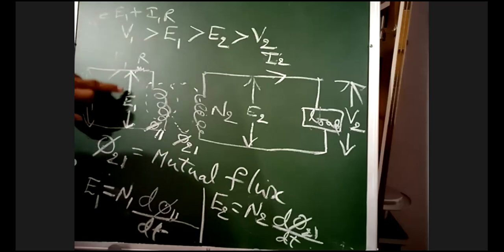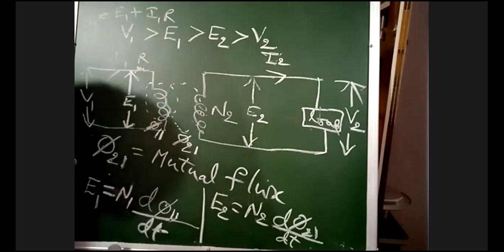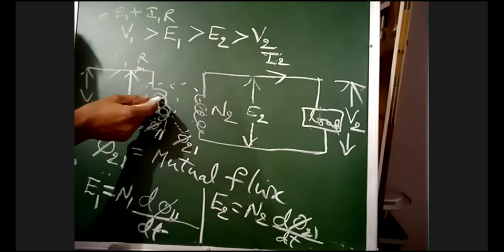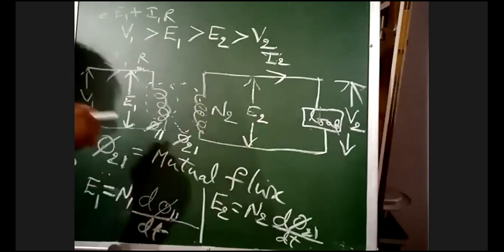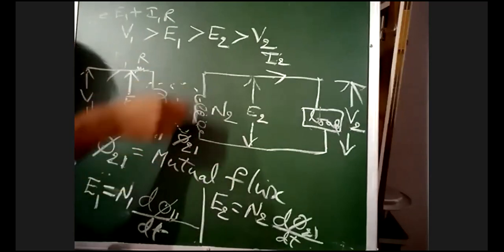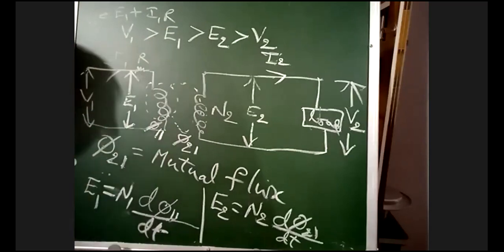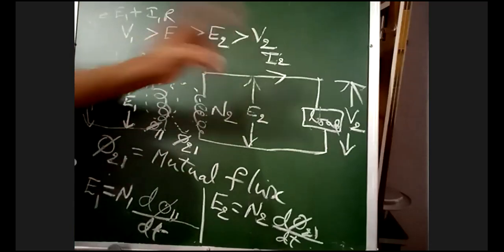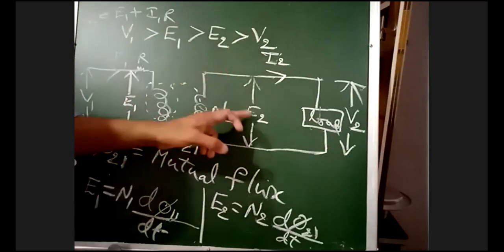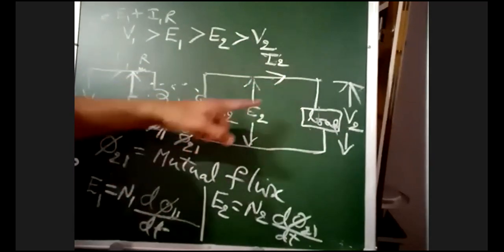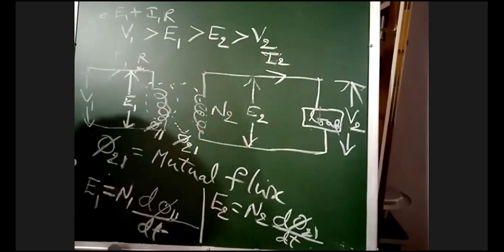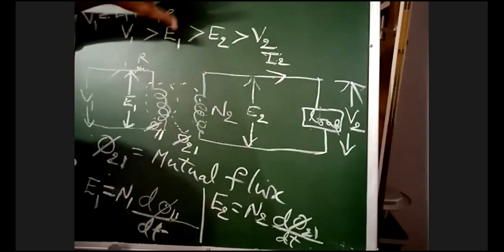Similarly, E1 is greater than E2. Sometimes, if the number of turns is less here, E2 is greater than E1. That depends upon the number of turns. But generally, I am taking it as E1 greater than E2 and E2 greater than V2. Why E2 is greater than V2? Because some voltage is dropped across the load also. This relation is not necessary. For your understanding purpose, I am writing this relation.